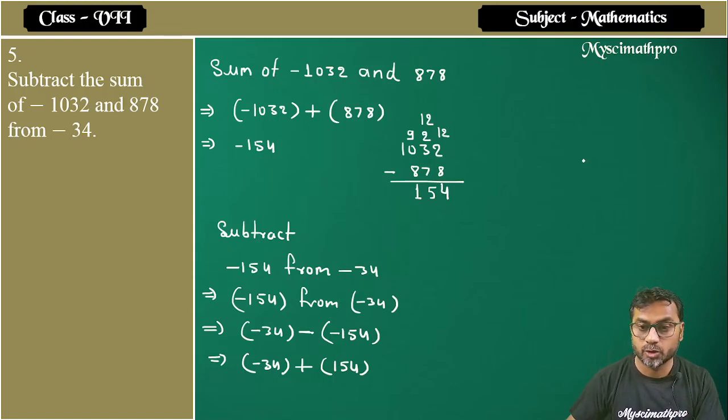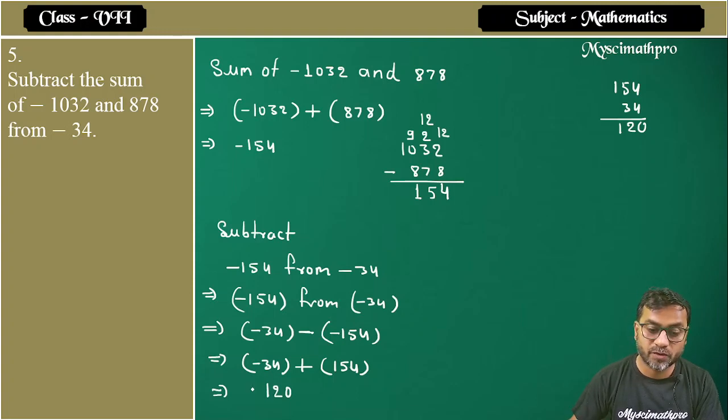So we have to subtract the value. So we subtract 154 minus 34. So 4 minus 4, 0, 5 minus 3, 2 and 1. So here we will write 120, and between 34 and 154 which one is greater? So 154 is greater value, so we have to put the plus sign. So the final answer is plus 120.